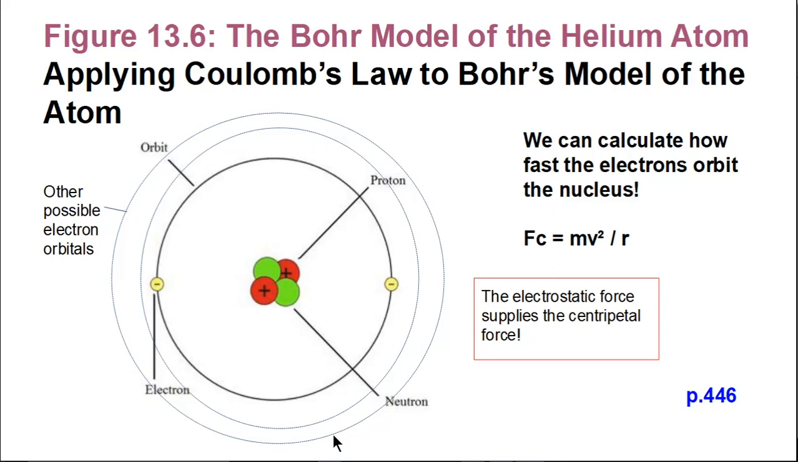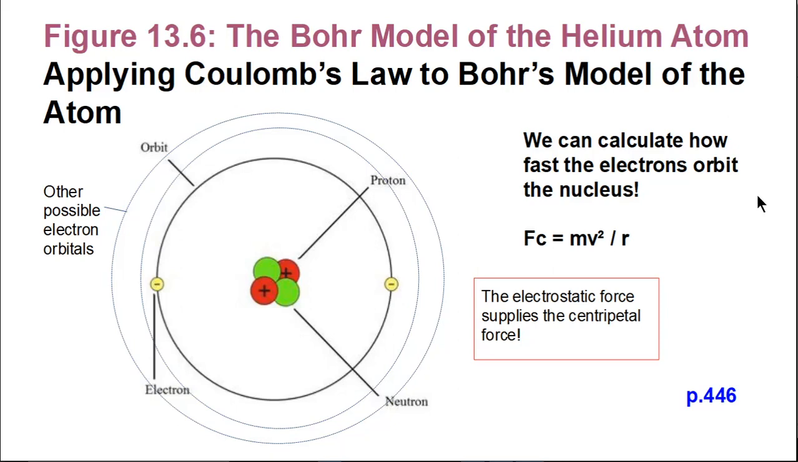So these ones are on ground state, closest, lowest level of energy, but they can jump. If you give them energy, they can jump to other orbitals, and then they'll come back down because that's what they like to do. They like to be on the lowest energy level. This is a review of chemistry. I'm just having fun with it. But anyway, you can calculate how fast the electrons orbit the nucleus. That's pretty amazing to me.